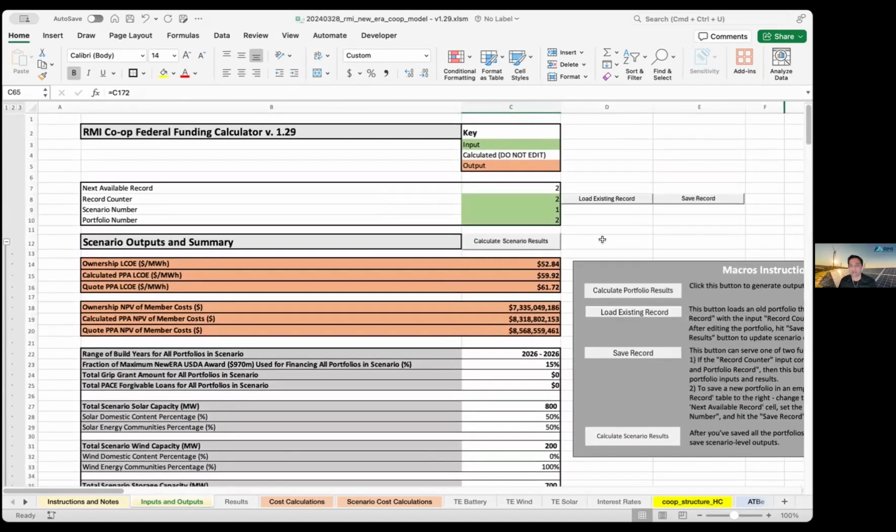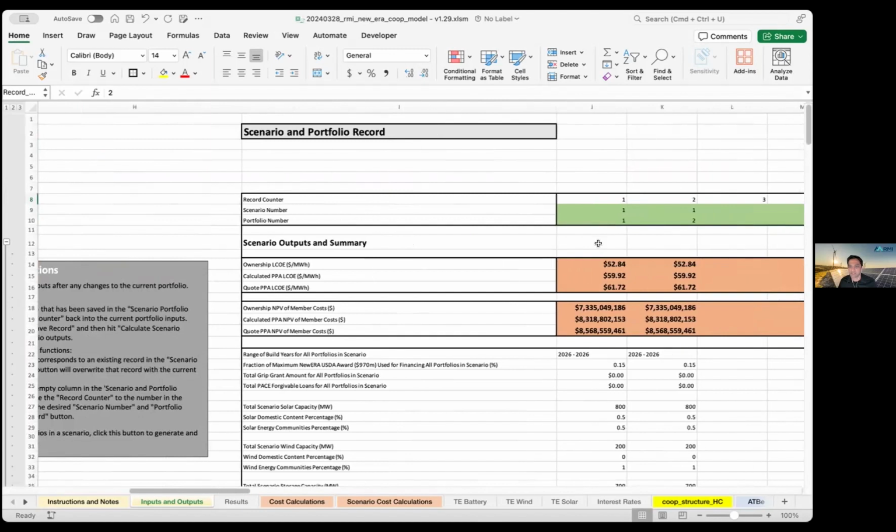So what do I want to do next? Well, I've got this second portfolio, and now I want to save this record, so I'm going to hit Save Record to save this. And so I've saved it into my second slot.